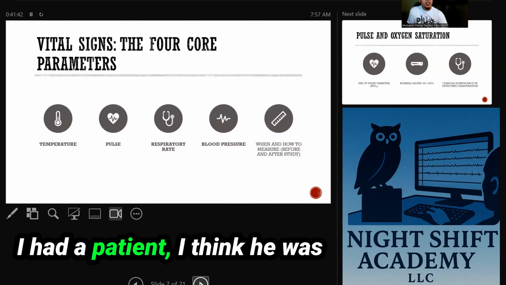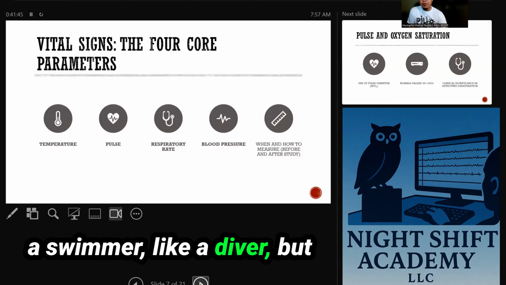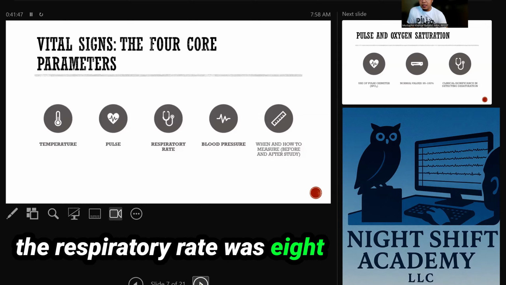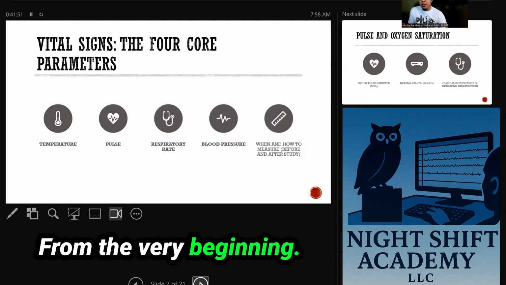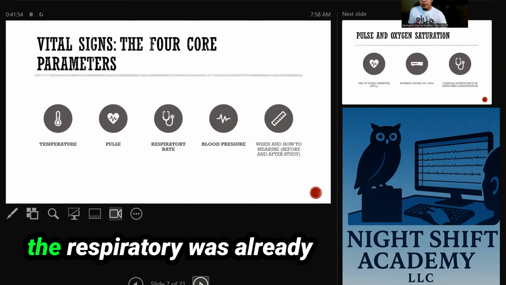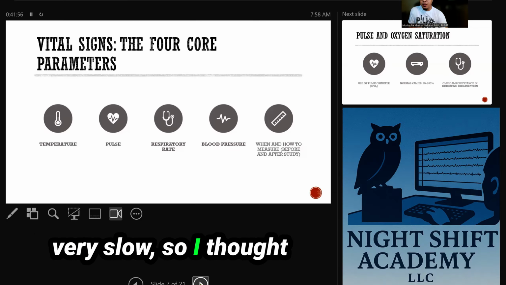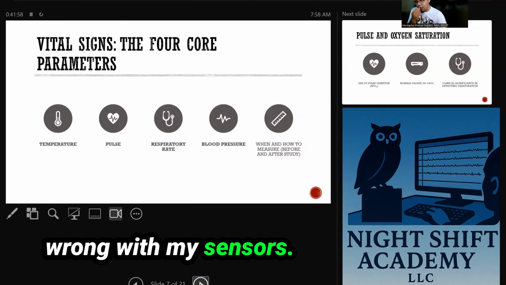I had a patient, I think he was a swimmer, like a diver, but the respiratory rate was 8, and I could not believe it. I was like, oh my God, from the very beginning, while the patient was awake, the respiratory rate was already very slow. So I thought maybe there was something wrong with my sensors, but there wasn't.